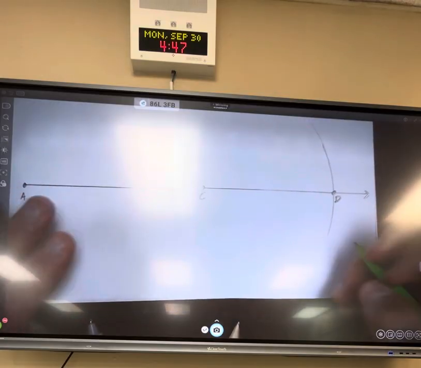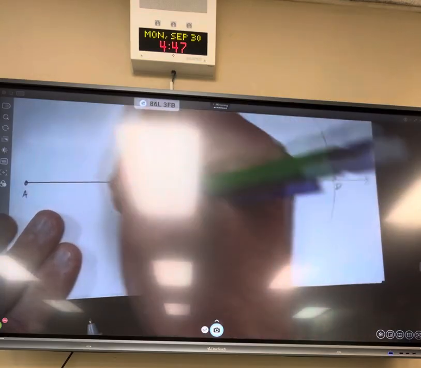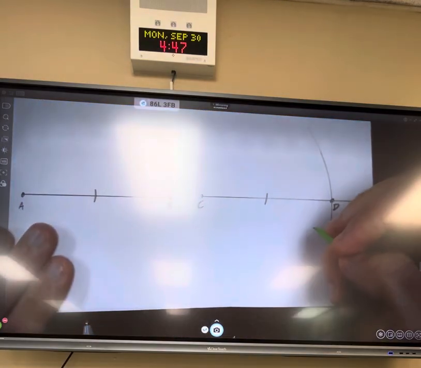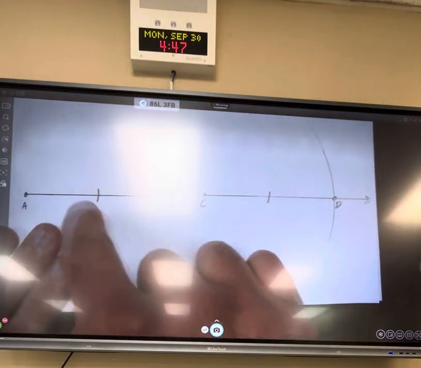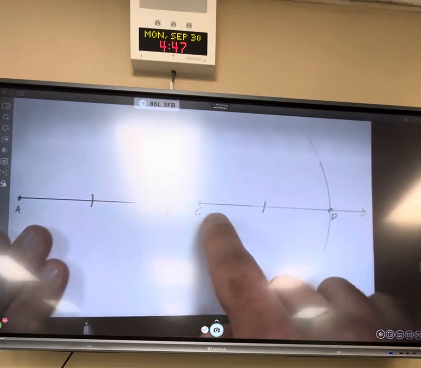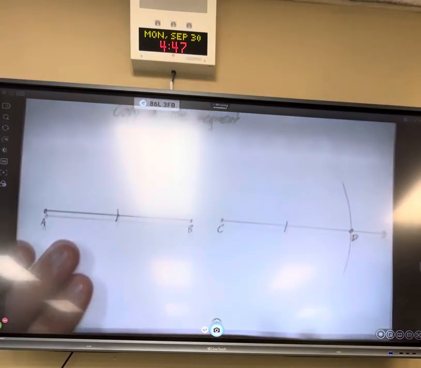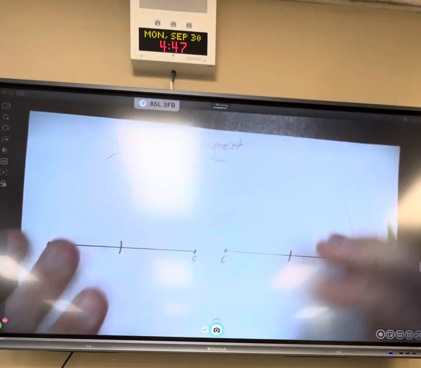And that's it. And now the last step is draw a tick mark here and a tick mark here to show me that you understand that this line segment AB is congruent to this line segment CD. And that's it for copying a line segment. So now let's go to the next one.